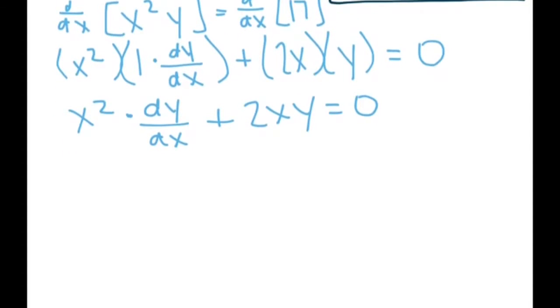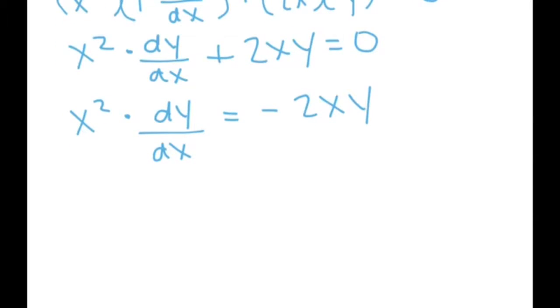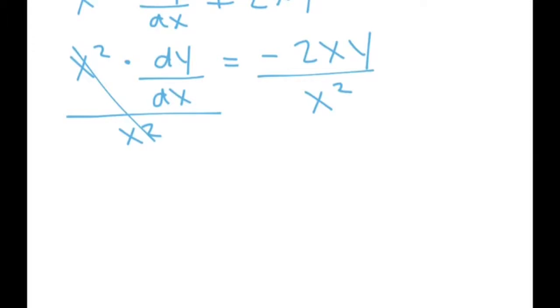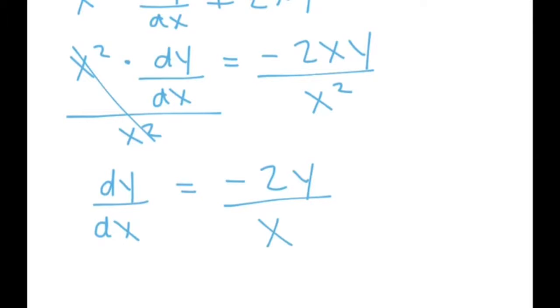And again, our goal is to get the dy over dx by itself. So we're going to subtract out the 2xy. So x squared times dy over dx equals negative 2xy. And we're going to divide out the x squared and simplify. So you have dy over dx equals negative 2y over x, because we can take out an x, and that's the derivative.